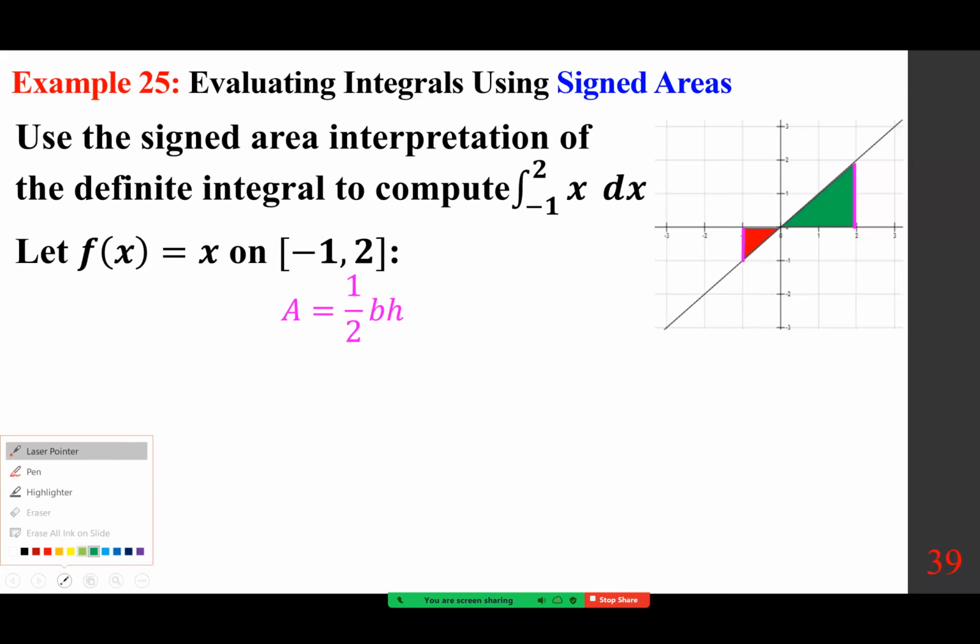So for the green one, this one has coordinates 2 and 2. Therefore, this distance is 2. So is this distance. So the area is 1/2 times 2 times 2, or 2.